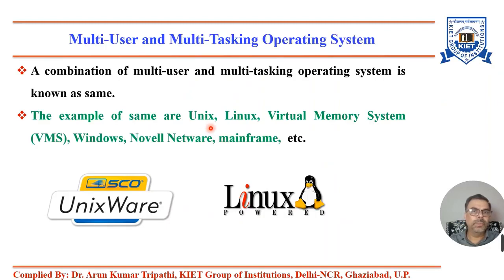The examples of multi-user multitasking operating systems are Unix, Linux, Virtual Memory System VMS, Windows, Novell NetWare, mainframe, etc.